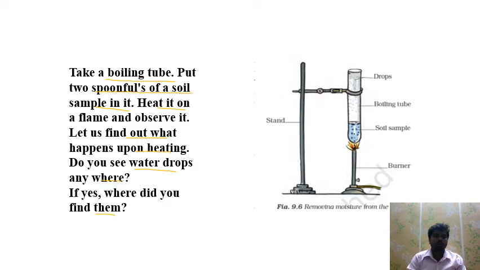So students, basically what we have done is we have taken a soil sample in the test tube and we have put it on a burning burner. After a short time, we will see some droplets on the wall of the test tube. Have you seen the droplets? Yes, so these drops are nothing but water drops. Okay students, so what conclusion can you make from this experiment? That soil contains water. What is the conclusion, students? Soil contains water.